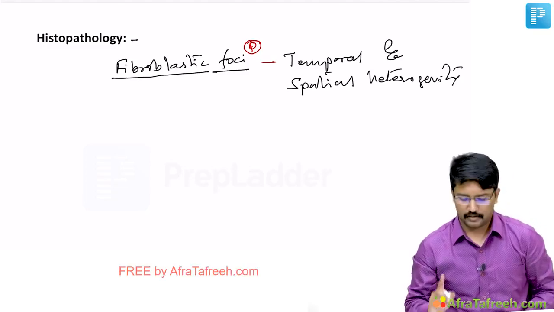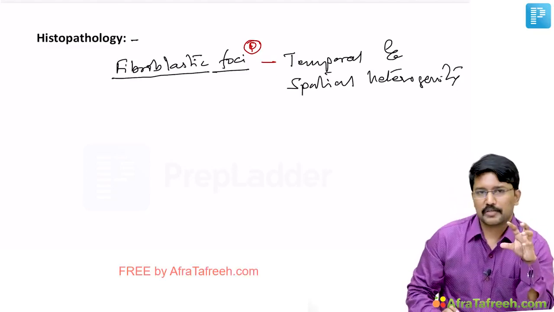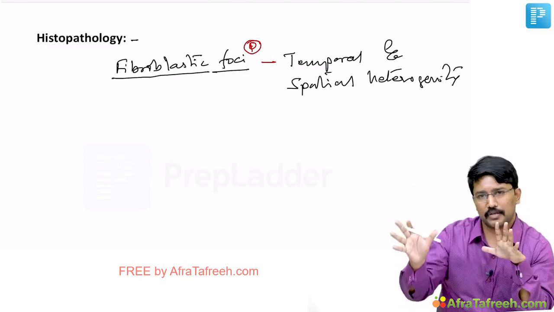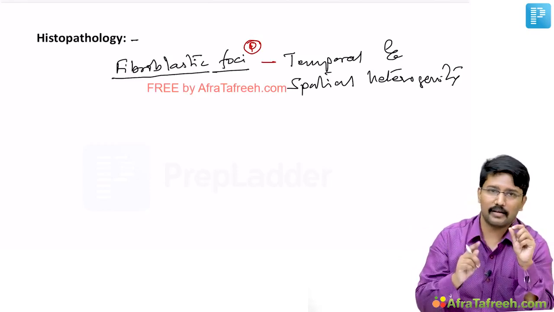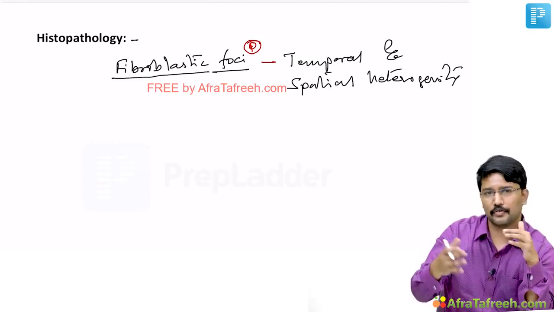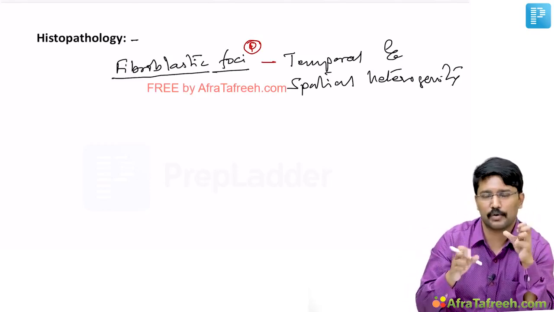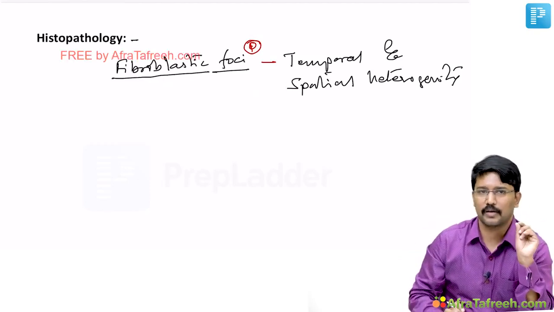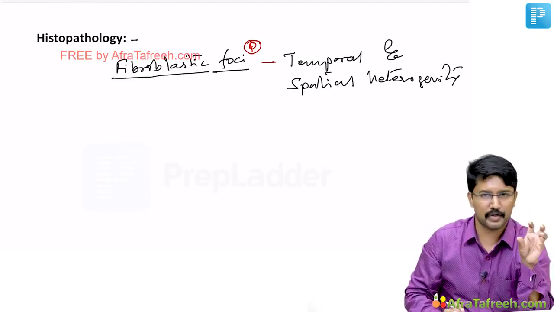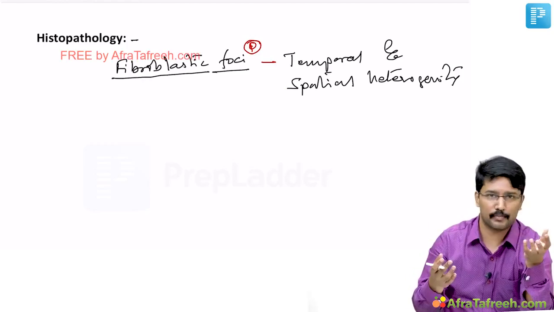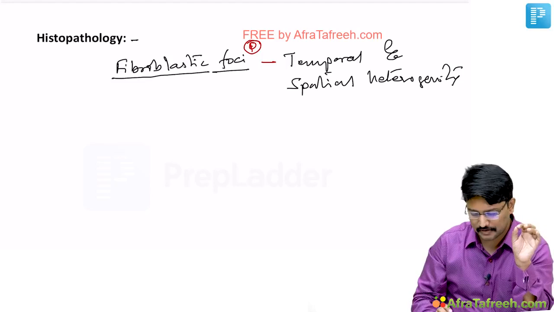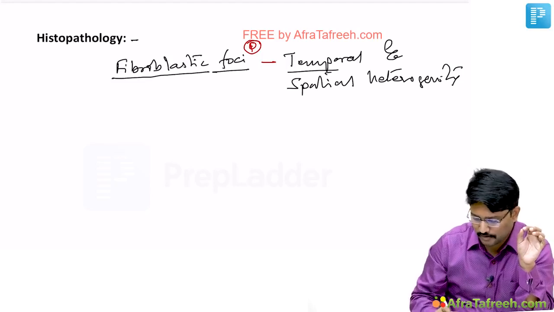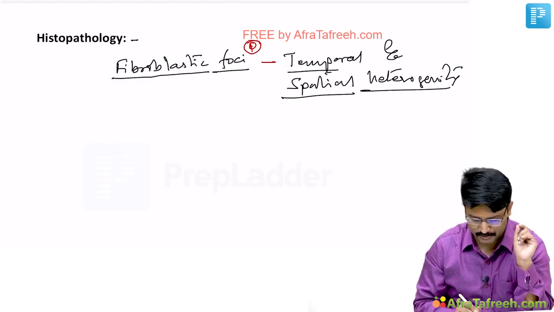What do I mean by that? One, these fibroblastic foci are diffusely distributed in whatever zone is affected, and they are at different ages of development. All the fibroblastic foci are not at the same age. Some are in the primitive stage and some have already fibrosed. This varying age of different lesions is what I call temporal and spatial heterogeneity.